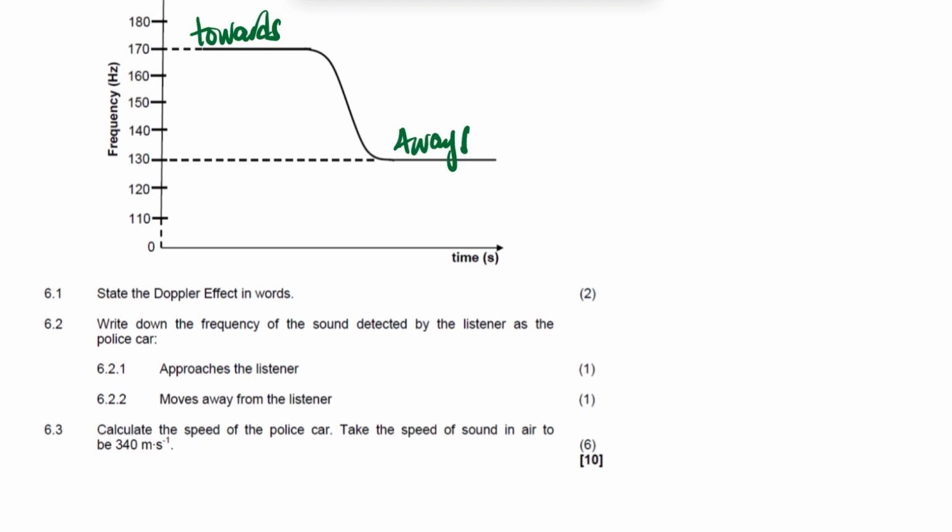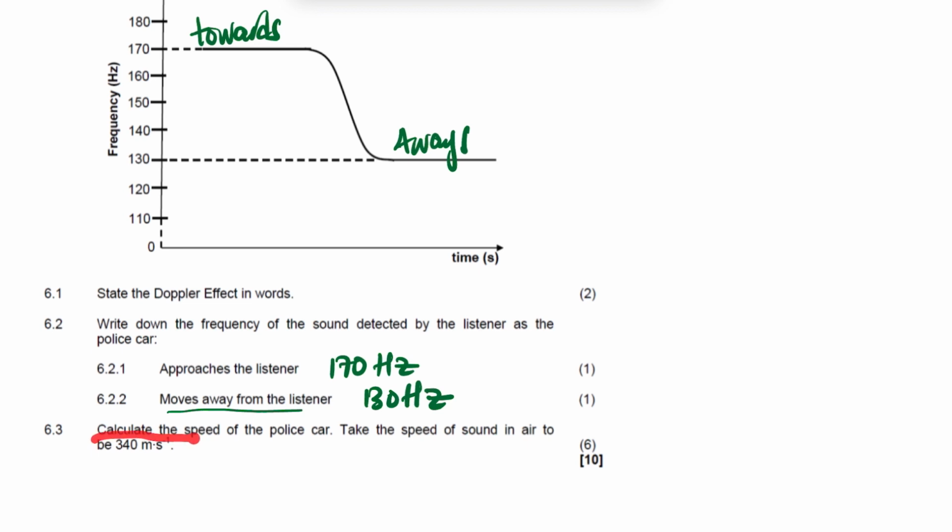Now 6.1 says state the Doppler effect in words. Guys, stick to the exam guideline. I'm not going to state that. Next, write down the frequency of the sound detected by the listener as the police car approaches. As the police car approaches, which is towards, the frequency detected by the listener is 170 hertz, right? And while it moves away, it's 130 hertz, right?